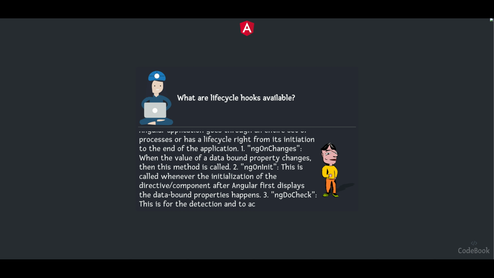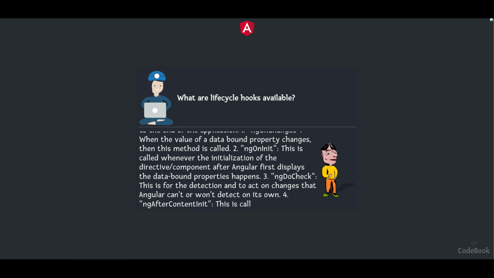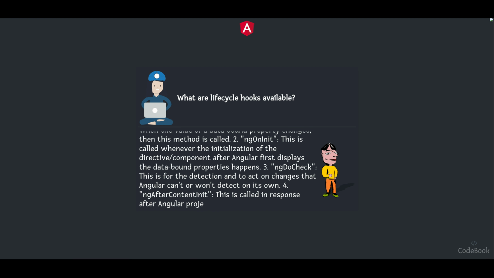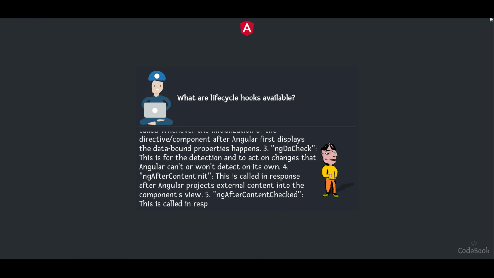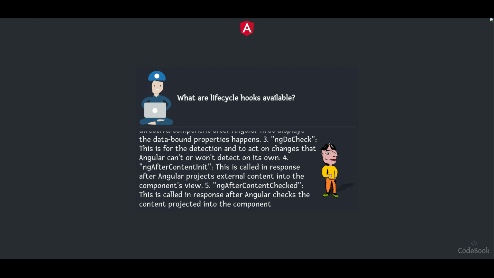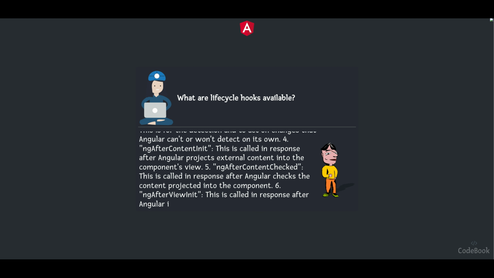3. ngDoCheck. This is for the detection of, and acting on, changes that Angular can't or won't detect on its own. 4. ngAfterContentInit. This is called in response after Angular projects external content into the component's view. 5. ngAfterContentChecked. This is called in response after Angular checks the content projected into the component.